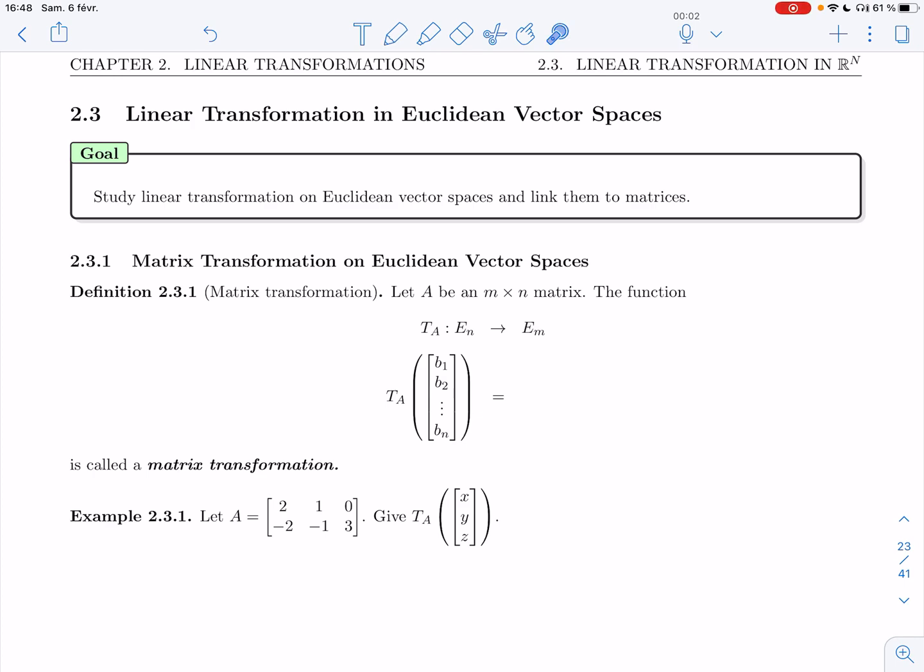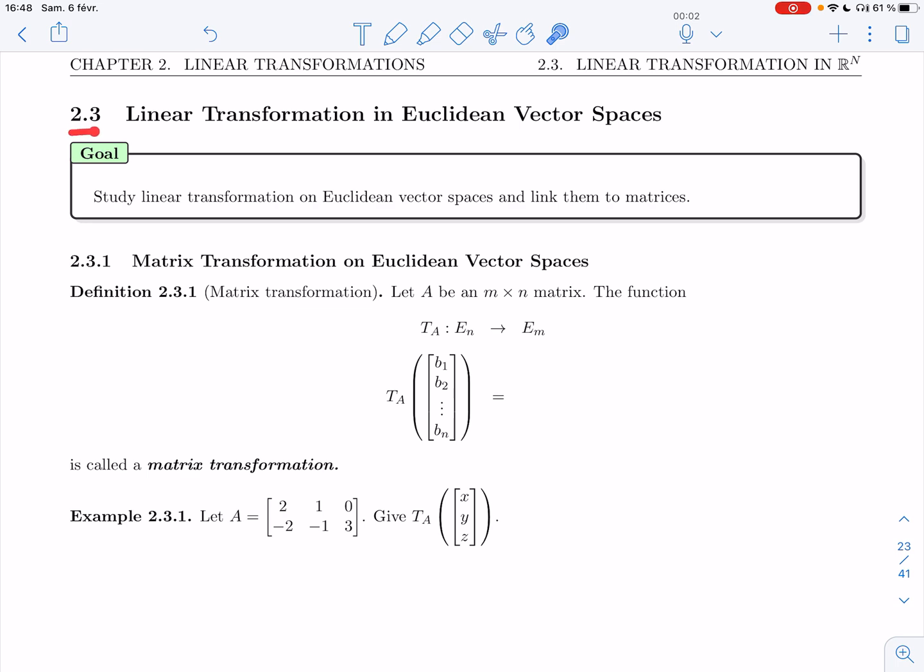Welcome back. In the last section, section 2.2, we did a lot of work on isomorphism, on kernel, on images, on relationship between basis of one vector space and basis of the other using a linear transformation. It was a lot of work. And so now we want to have a bit of fun with it.